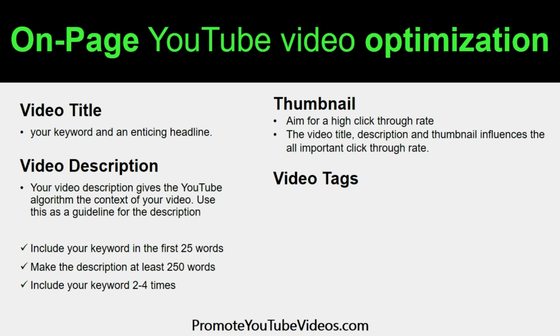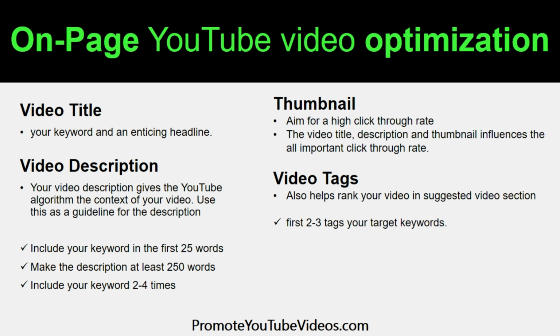Tags not only help you rank for your target keyword, but also get your video shown in the related video sidebar area of YouTube. When your video tags match a video that someone is watching, you have a high chance of showing up in the suggested video section. Make your first 2 to 3 tags your main keywords. You can get the keywords from the list you created in the first step as part of keyword research.